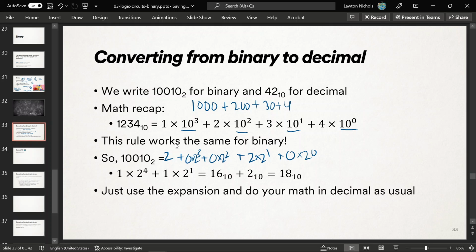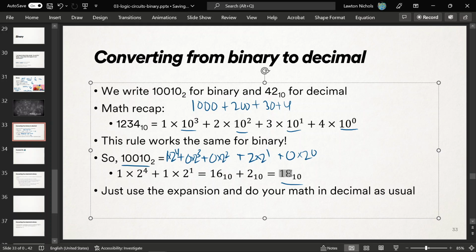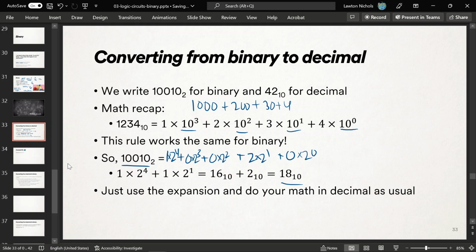See how I'm doing that? 1 times 2 to the 4th. And you can get rid of the zeros, and it just expands to 1 times 2 to the 4th plus 1 times 2 to the 1st, which is 16 plus 2. This number in binary is 18 in decimal. Okay? So you just use that same kind of expansion, changing the base this time, and do your normal decimal math that you know how to do as a human, and you'll end up with whatever decimal number that binary number represented. Okay? Any questions about that kind of expansion? Does that make sense?